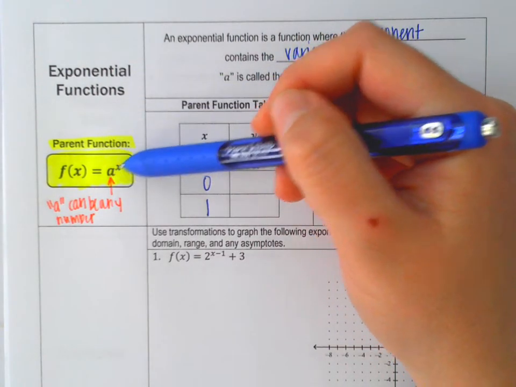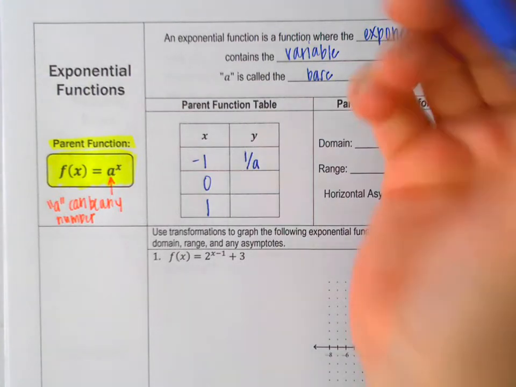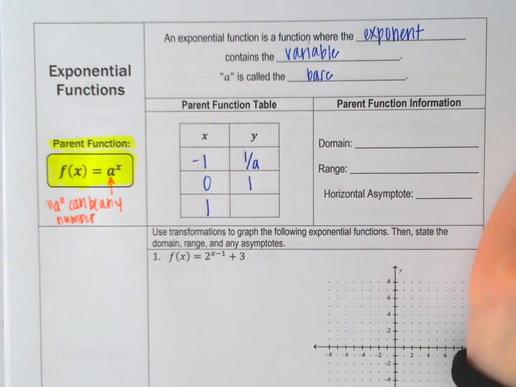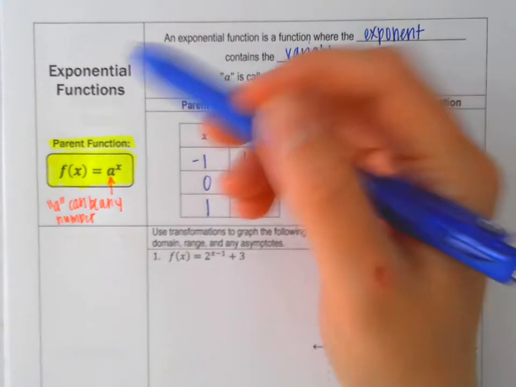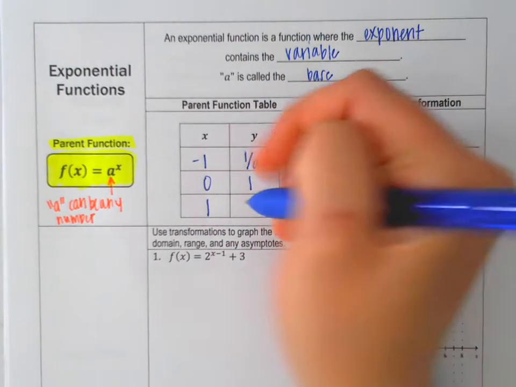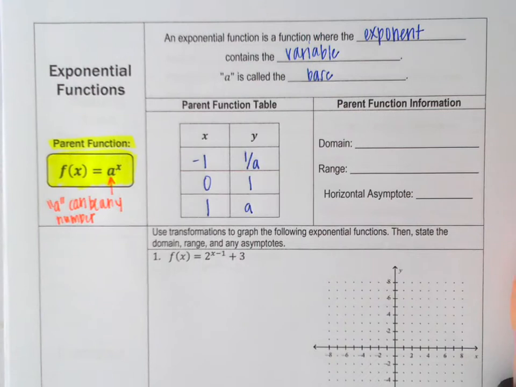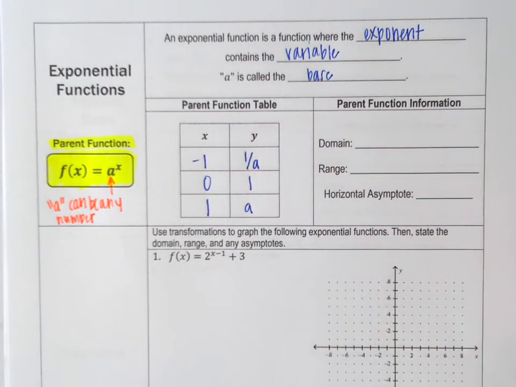Okay, anything to the 0 power. What is anything to the 0 power going to be? Hopefully you remember, it's always 1, no matter what the base is: positive, negative, whole number, fraction, whatever it is. And then A to the first power, anything to the first power is itself, so it's just going to be A. If the base was 2, 2 to the first power is going to be 2.